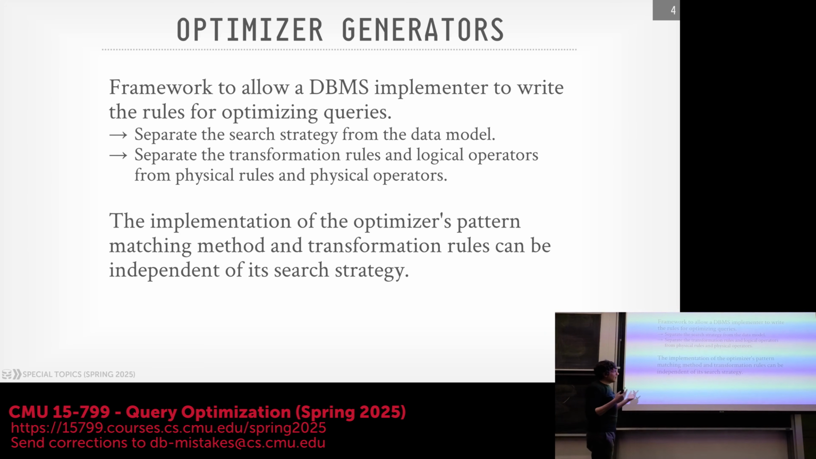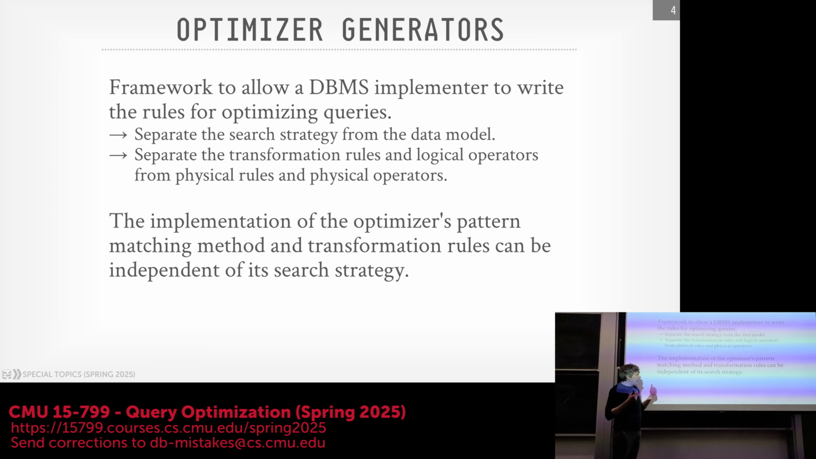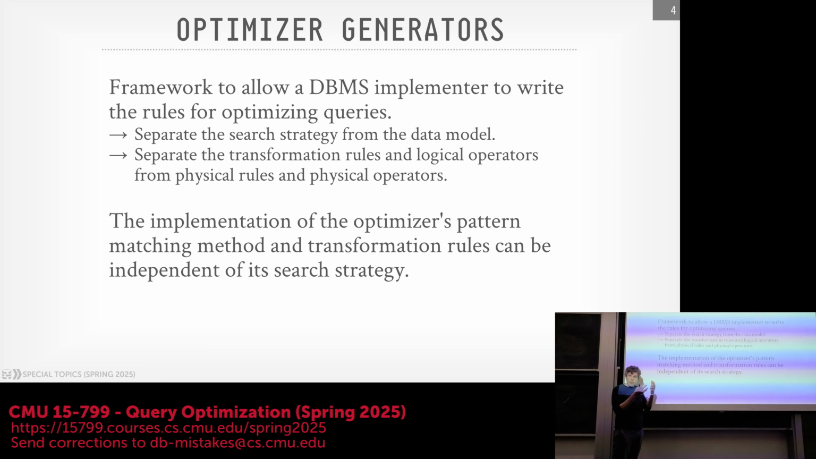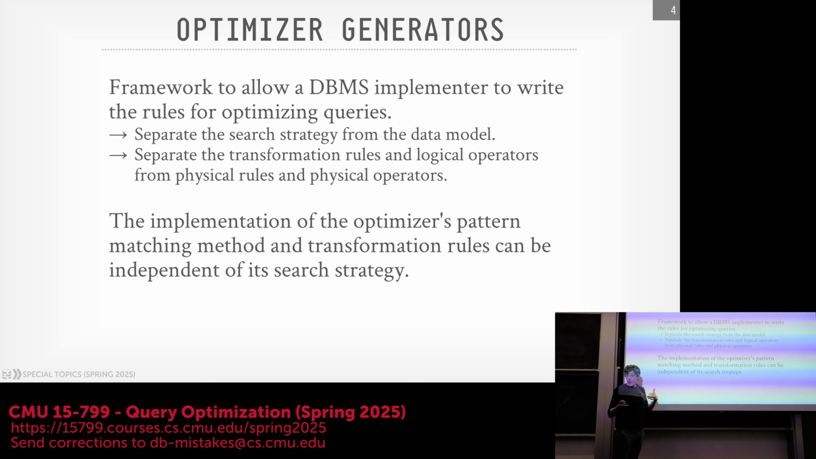And then the idea again is that the mechanism we're going to use to figure out what rules we can apply to what operators is going to be independent from the search strategy. So that if someone wanted to replace whatever the branch-and-bound search you're implementing to figure out the best query plan, you could do that without having to rewrite everything. The first version of Exodus, we'll see in a second, didn't do that, and they had to throw it all away.